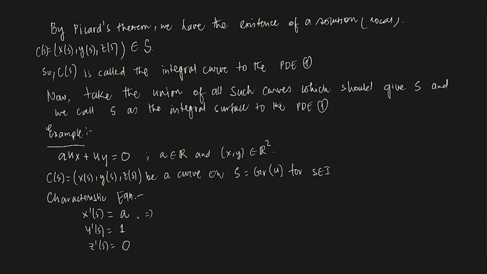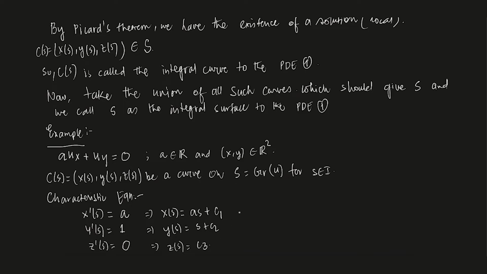What does this give? This gives x of s to be a s plus some constant, let's say c1. The second equation gives y of s is s plus c2, and the third equation gives z of s is c3. So essentially z is always a constant, and x and y will look like this. c1, c2, c3 are arbitrary constants.